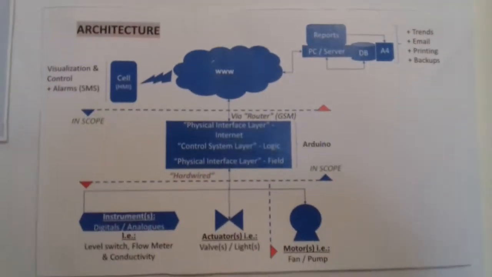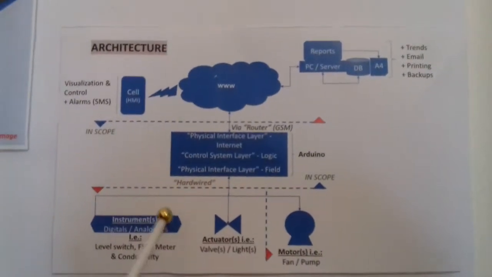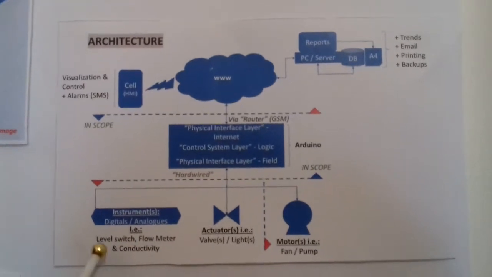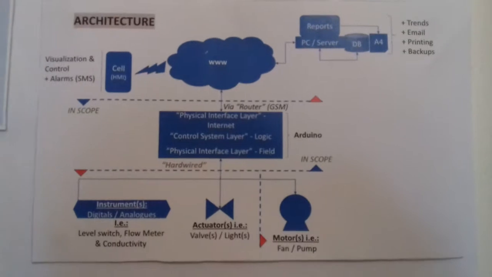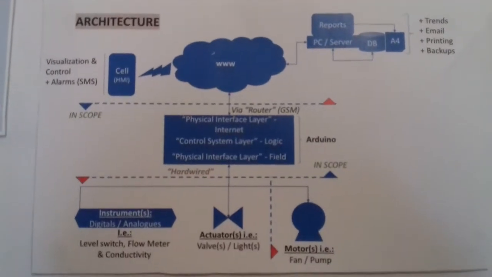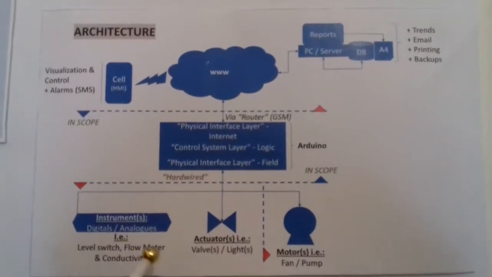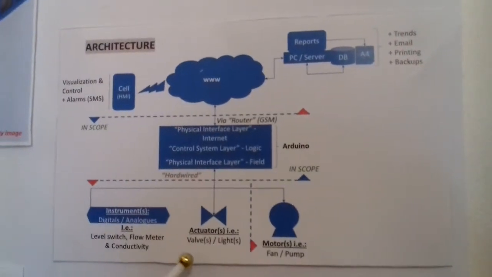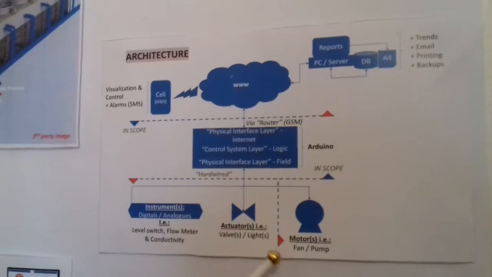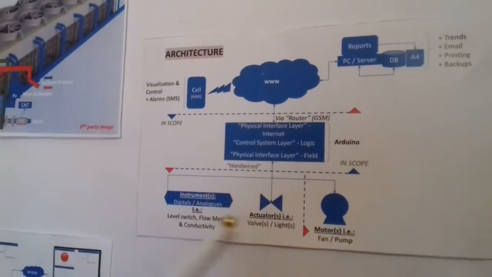As I said, at the bottom here you have your instrumentation, typically your level switches, which are also used in the cooling tower. Flow meters and conductivity sensors can be added, etc. And then you also have actuators, which are your valves, open and close, and your motors, which are your fan and your pumps.